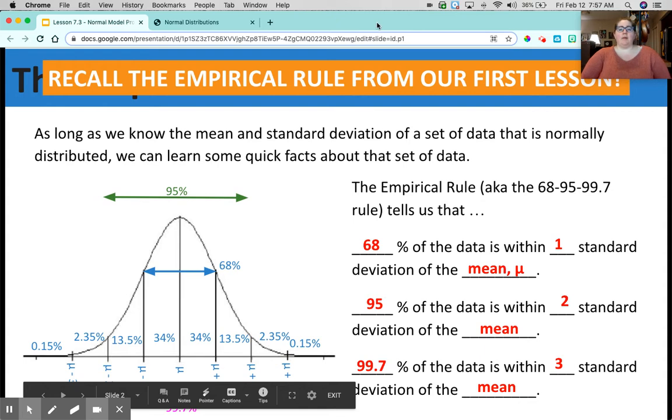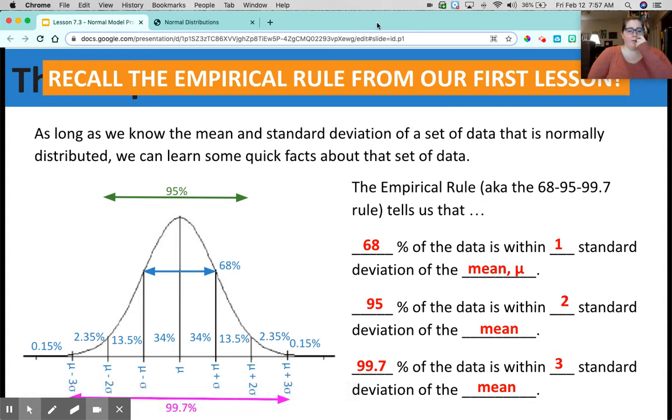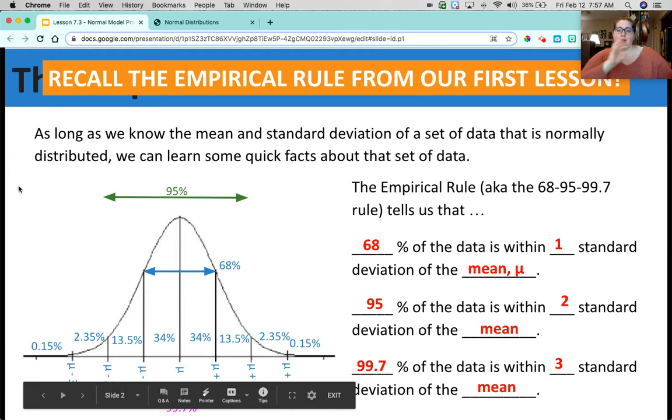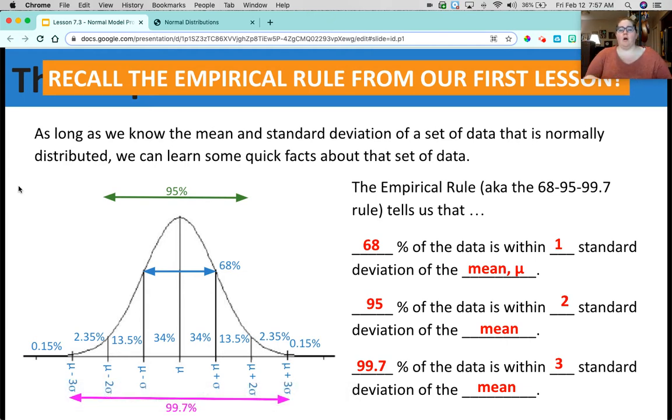So let's recap what we learned in the first lesson, 7.1 to 7.2, which went through the empirical rule. The empirical rule just tells us some basic percentages about what is happening between certain values on our normal model. And it's really good for finding percentages and finding values that are at a specific place.